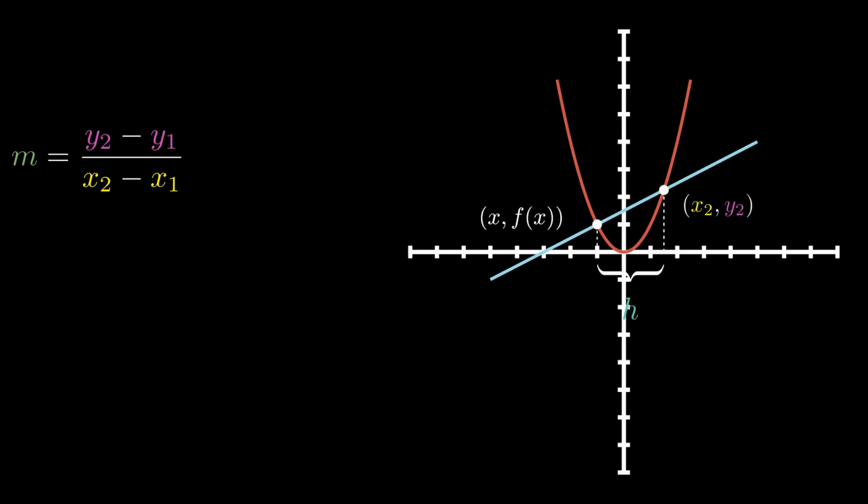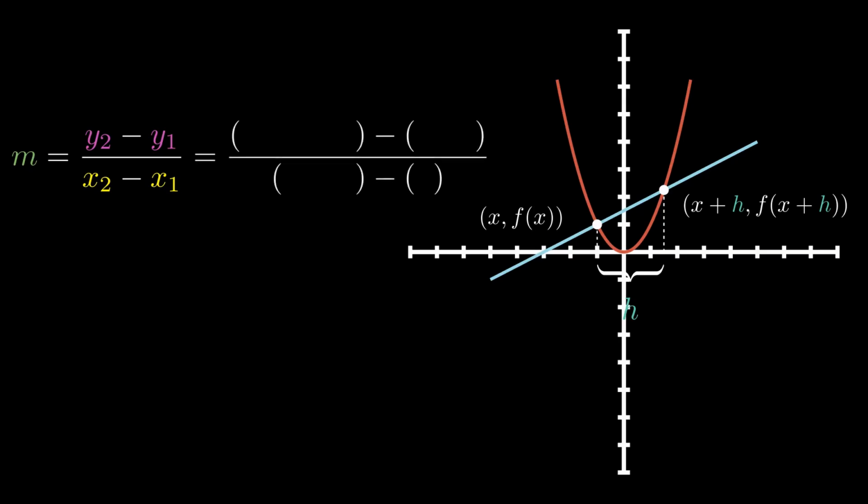Now for our second point, x2, y2, instead of calling it x2, y2, since the second point is h away from the first point, we can say this is x plus h, comma, f of x plus h, okay? So now that we've done a little substitution, we can now plug it into our slope formula.